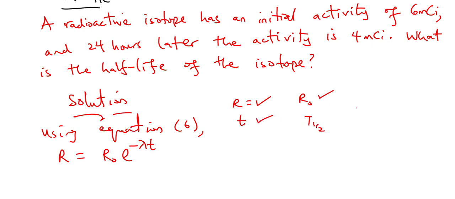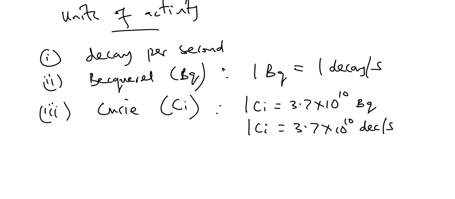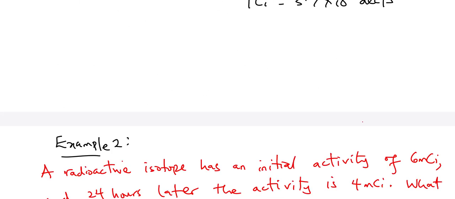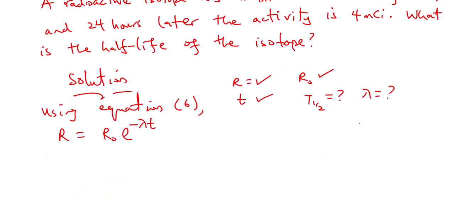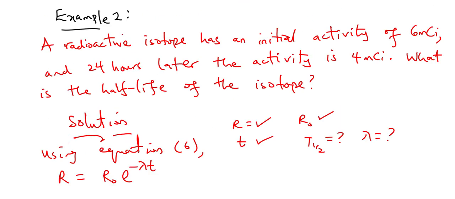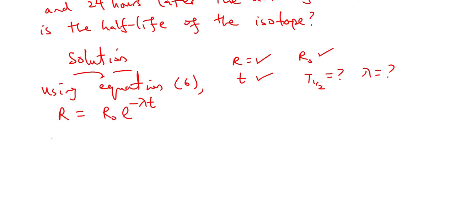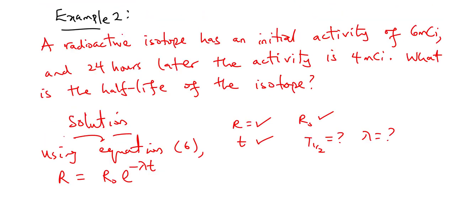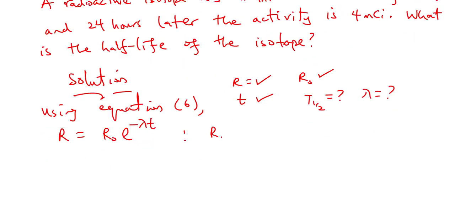To determine the half-life, we can determine that from the decay constant. So we need to determine the decay constant. After the decay constant, we can now use equation 7 to determine the half-life. Okay. So R equals R naught exponential minus lambda t. R naught is 6 millicurie, while R is 4 millicurie. That is at initial time, which is R naught. Then at time t, that is R of t, the activity is 4 millicurie.